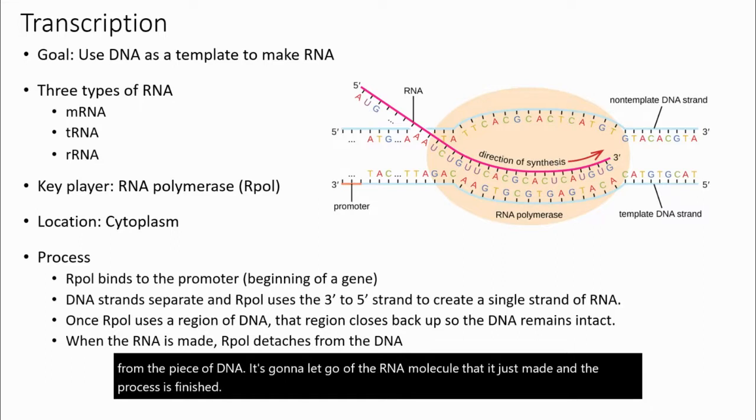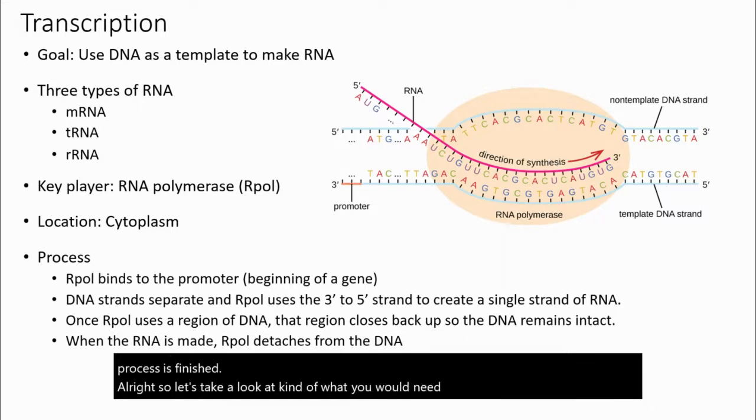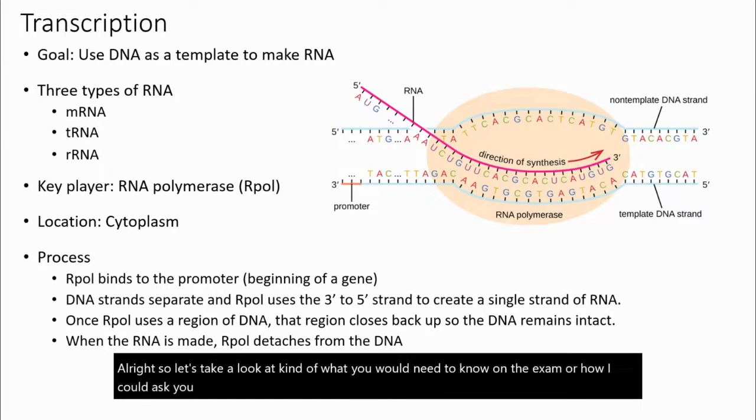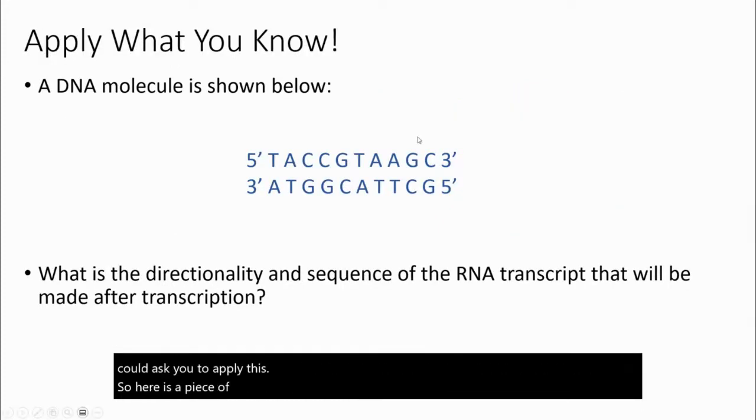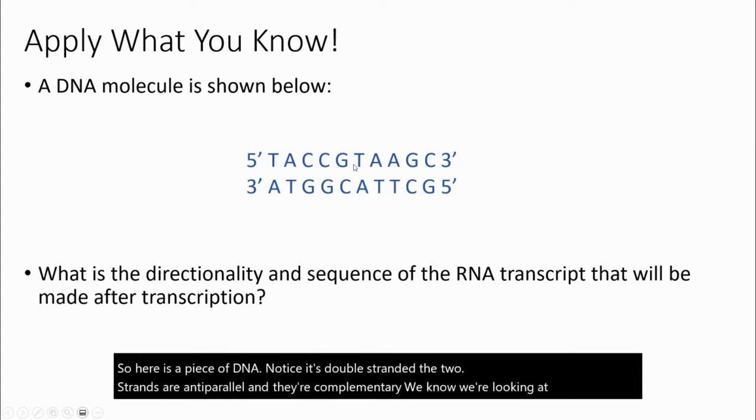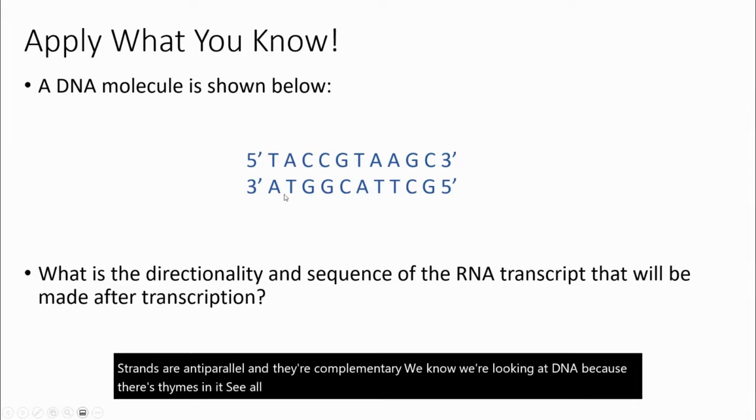All right? So let's take a look at what you would need to know on the exam, how I could ask you to apply this. So here's a piece of DNA. Notice it's double-stranded. The 2 strands are anti-parallel and they're complementary. We know we're looking at DNA because there's thymines in it. See all these T's? That's how you know you're looking at DNA.